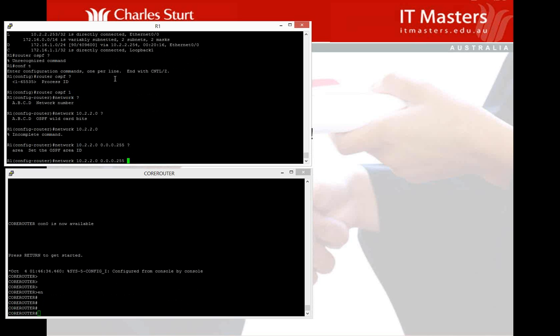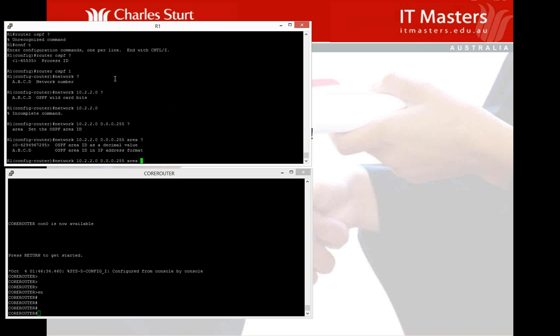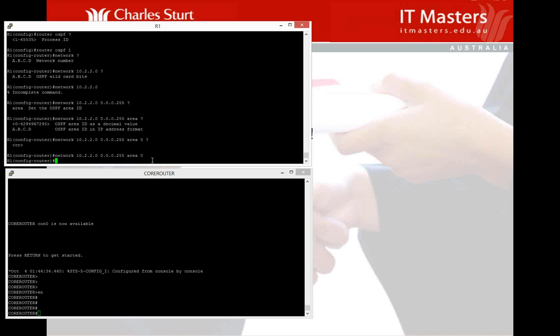Now, we also need to put in the area. Okay, so area. Now remember I said before you have to have area zero. It's interesting, you can look at the area numbers you can have, anything from that huge number there. Crazy. Or you can actually put it into an IP address format. All that being the case, you always have to have area zero anyway. Now because this is our first area, we have to put in area zero. And okay, done for that number.